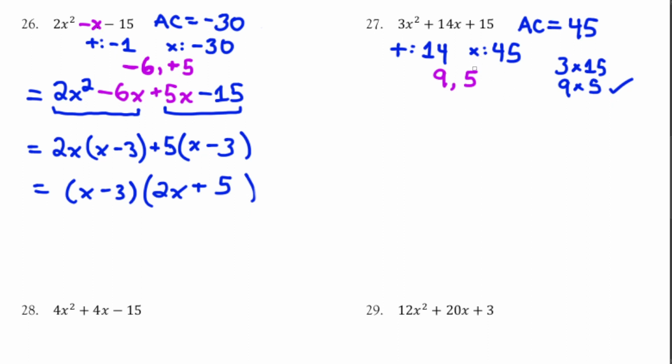Now, remember not to skip to the end. We only got to skip to the end when the coefficient of x squared was 1. If this was not here, we could skip to the end. But because of this 3, I just have to use the 9 and the 5 to break up the middle term. 9x and 5x is 14x.